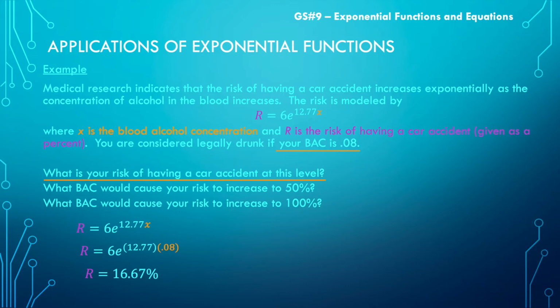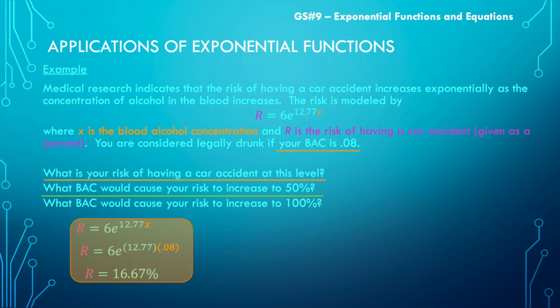So about 1 out of 6. That doesn't sound like a very good percentage to me. 1 out of 6 is pretty high. If I were thinking about what is a good risk, I would think 1 out of 1,000, right? Or something with a really high denominator. But 1 out of 6 is pretty strong risk. So I would say do not drive if you are considered legally drunk. All right, next example.